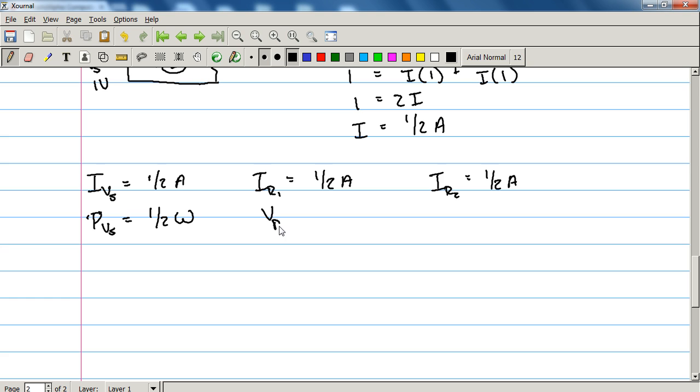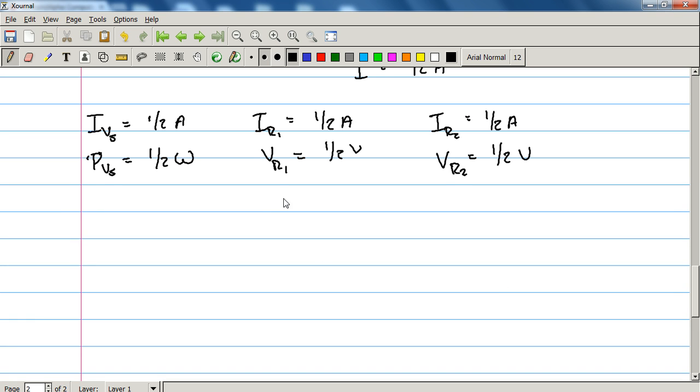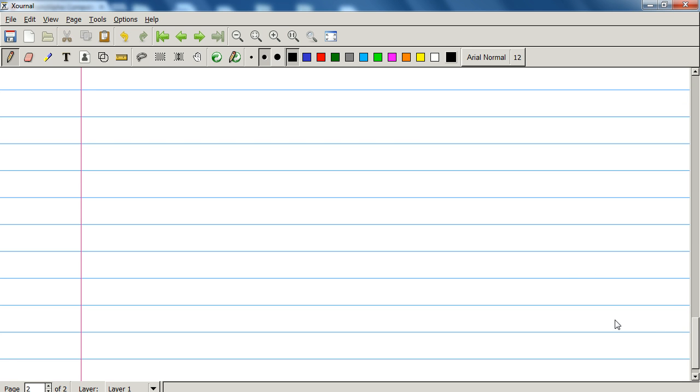The voltage drop across R1 is, remember, it's IR, so this is 1/2 volt, and the same is true for R2, which is also 1/2 volt. And then power through R1. Power is I times V, so 1/2 times 1/2 is 1/4 watt. And again, the same is true here. This is 1/4 watt.